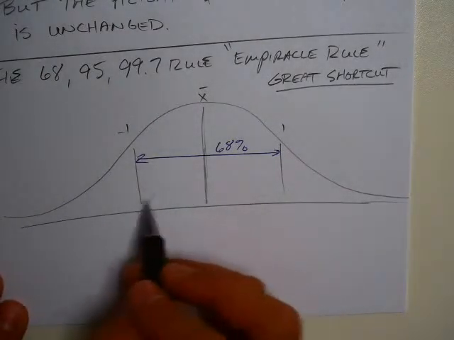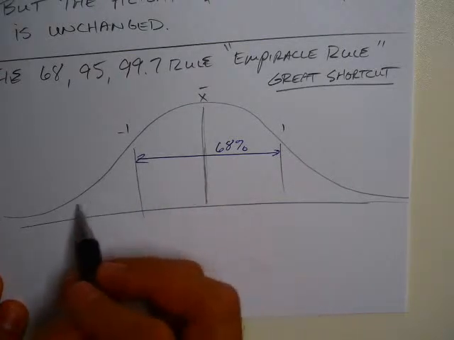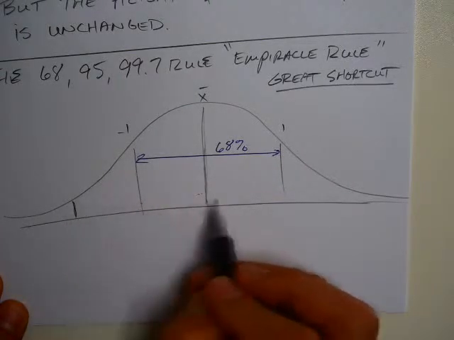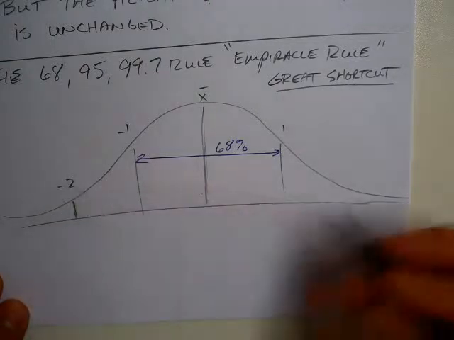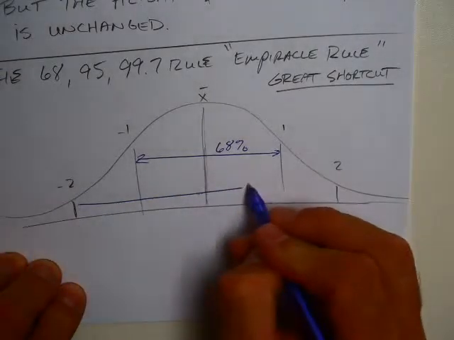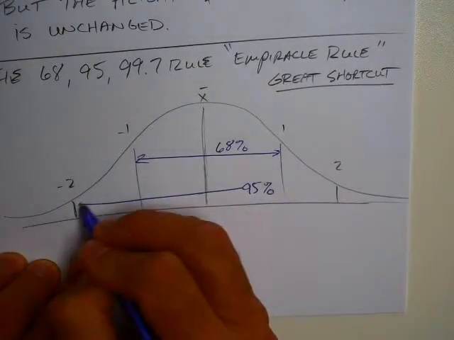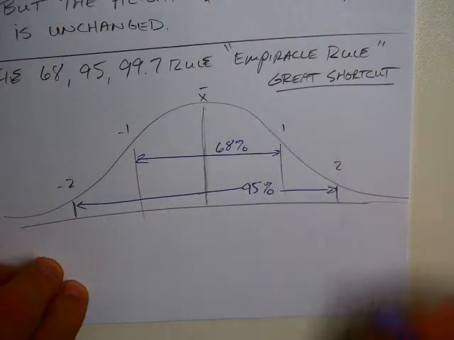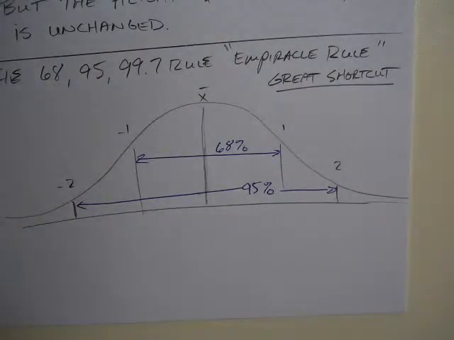Now, to draw 2 standard deviations, the distance here is the same. Here and here is 1. So this is -2 and this would be 2. What we haven't learned is that 95% of all of the data in a normal curve falls between -2 and 2. So if I were looking at test scores, 95% of the test scores would fall between 2 and -2 standard deviations away from the norm.